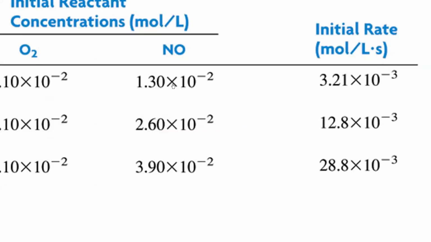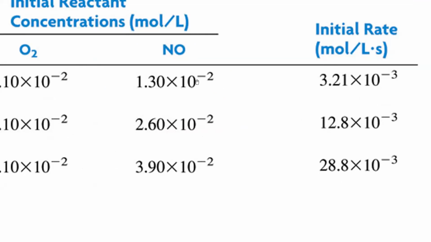So let's zoom into that area again. And we can see going from the first experiment to the second, 1.3 to 2.6, that's doubling. But if we look at the initial rate, 3.2 doubled would be that 6.4 that we saw in experiment 2. And that's not what we see here. We see 12.8. So if we plug that into our calculators, we're going to find that we have quadrupled or roughly quadrupled the rate of the reaction. So this has a different order.